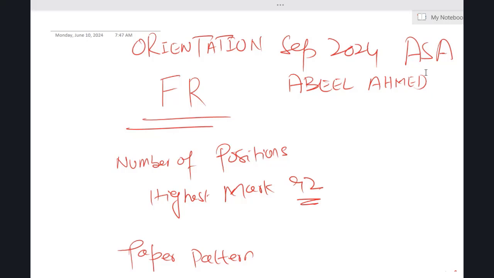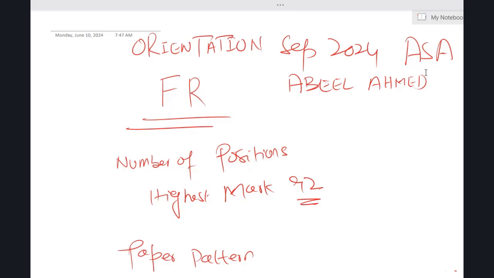In this orientation, we'll be discussing a number of things, and among them, a very important point I'm going to discuss is the changes in FR. So what are the changes that have come in this FR paper? I'll be discussing that also, which is very, very important.